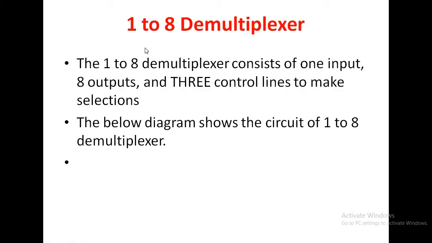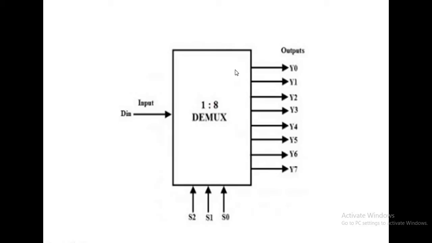So if 8 output lines are there, automatically 3 selector lines are present, because 2 to the power 3 is equal to 8. The 1 to 8 demultiplexer consists of 1 input and 8 outputs, and 3 control lines to make the selection, selector lines or control lines. Then this is the block diagram of 1x8 demultiplexer.